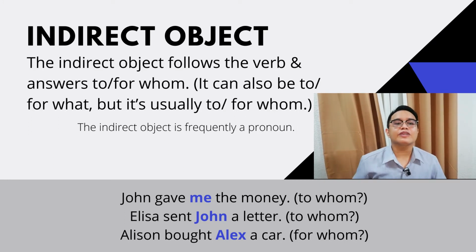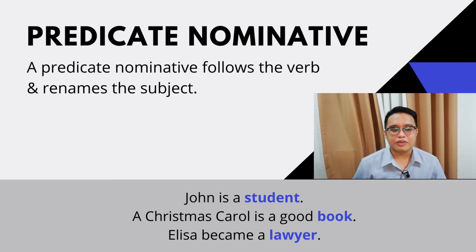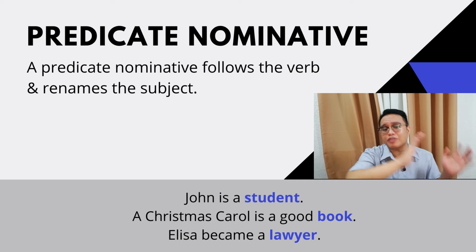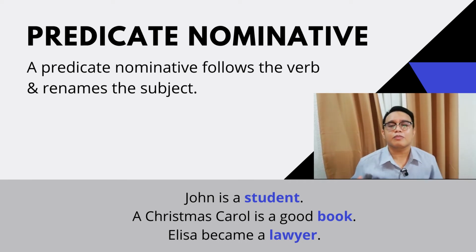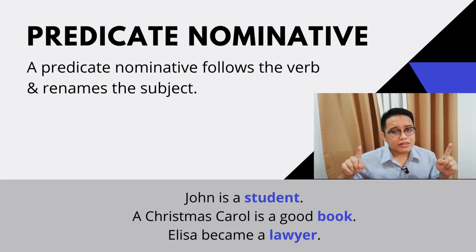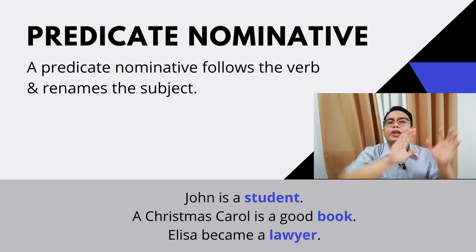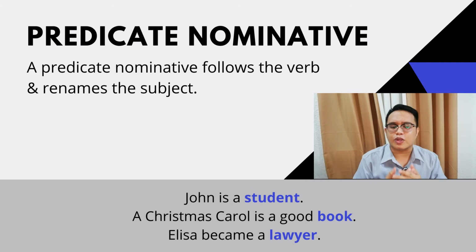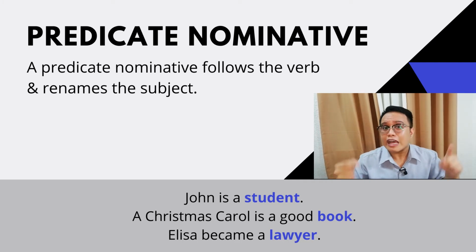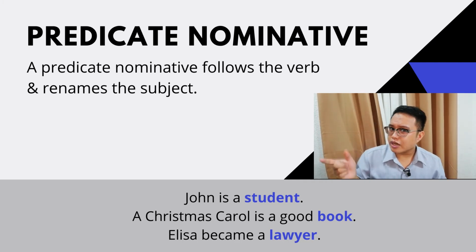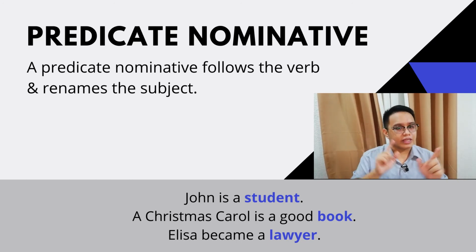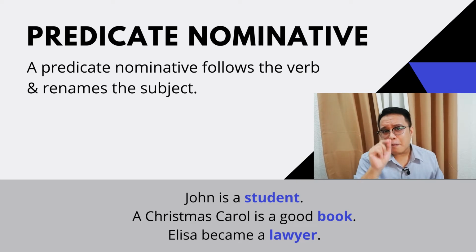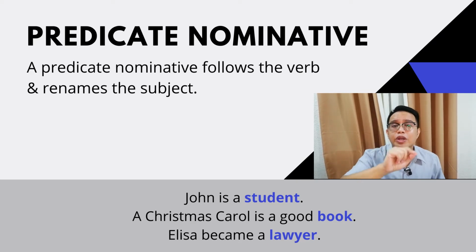Now, what we have here is the predicate nominative. Now, a predicate nominative follows the verb. So that means after siya sa verb, and it renames the subject. So that means the subject and the predicate nominative are the same person. Let's say, for example, John is a student. Is John and the student the same person? Yes. Di ba? So, student there becomes the predicate nominative.